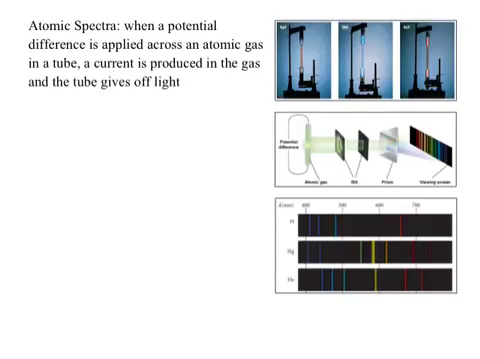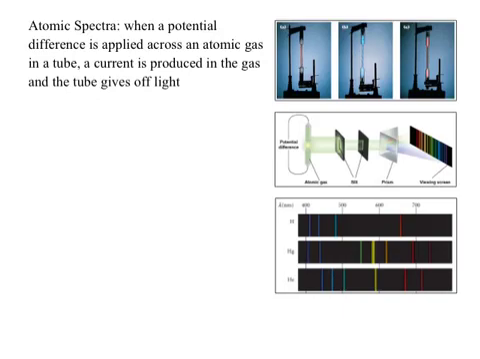Now, the next important discovery was the idea of atomic spectra. And atomic spectra are when a potential difference is applied across an atomic gas. So looking at this picture here, there's a gas in a gas tube, and there's a voltage applied across this. And as a result, a current is produced in the gas, and that tube gives off light. And you can see the light of different colors here.